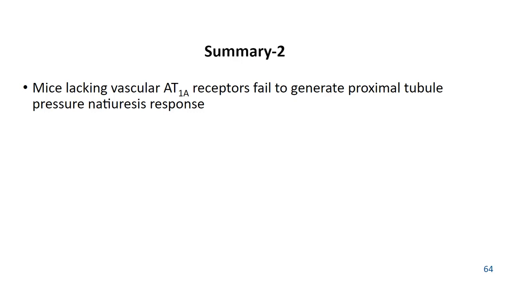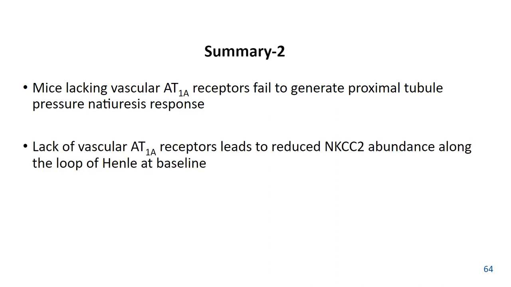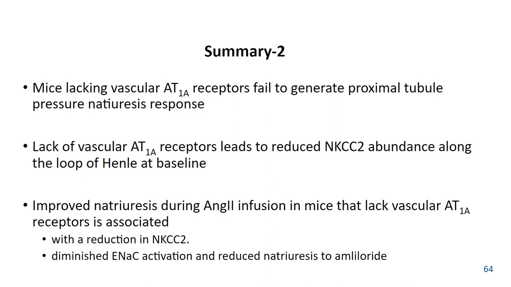To summarize, mice lacking vascular AT1A receptors fail to generate this proximal tubular pressure natriuresis response, which could be just from the lack of hypertension that is seen. And the lack of vascular AT1 receptors leads to reduced NKCC2 abundance along the loop of Henle at baseline. And you have this impaired natriuresis during angiotensin infusion in mice that lack the AT1 receptors, with reductions in NKCC2 and diminished ENaC activation with reduced response to amiloride.